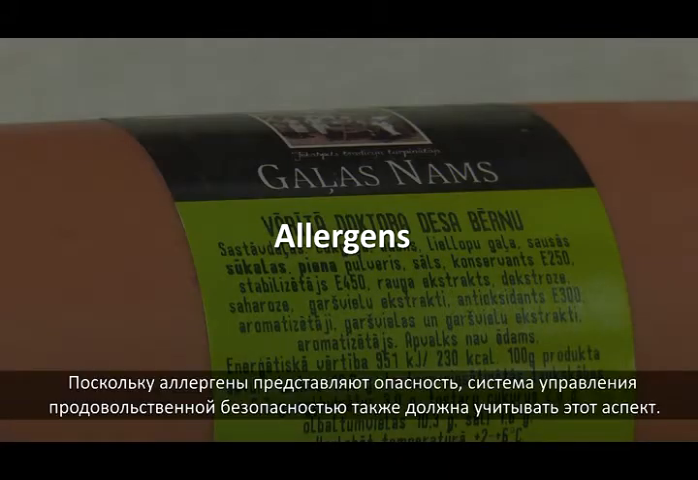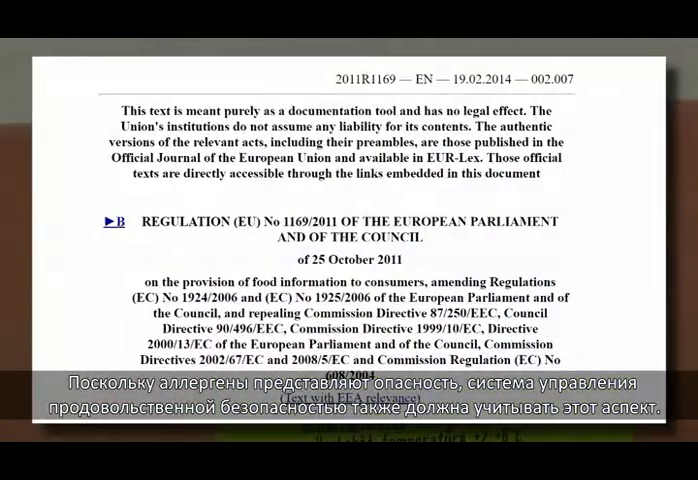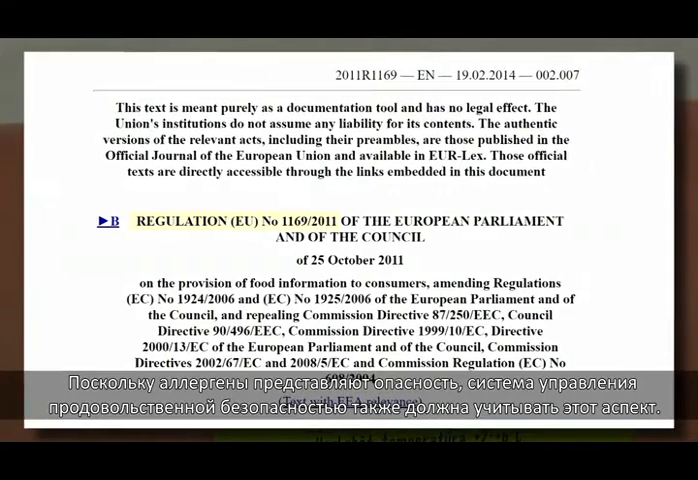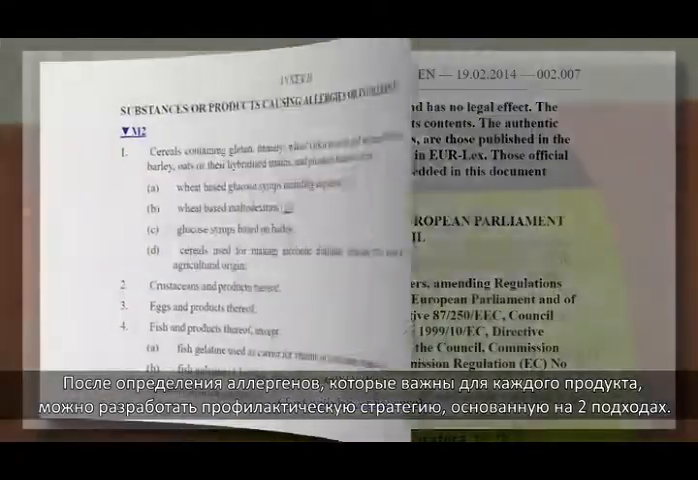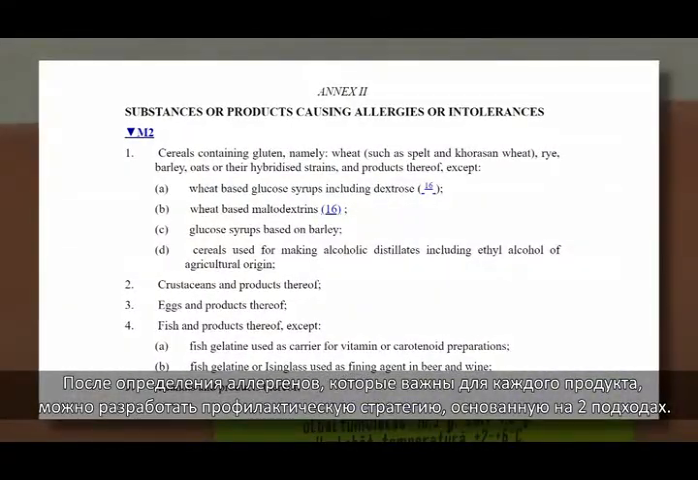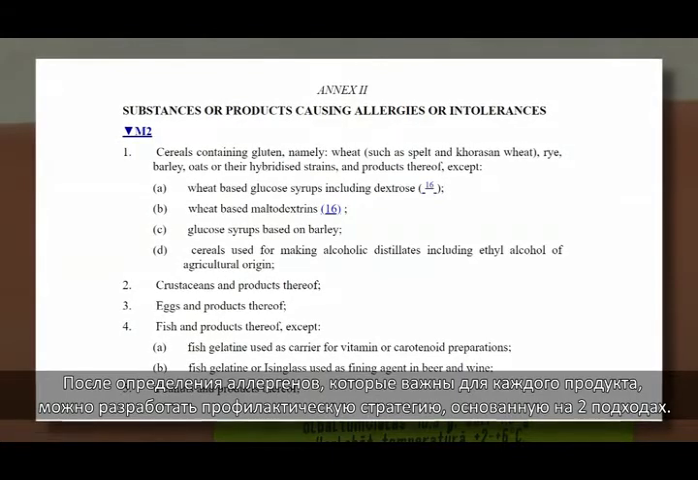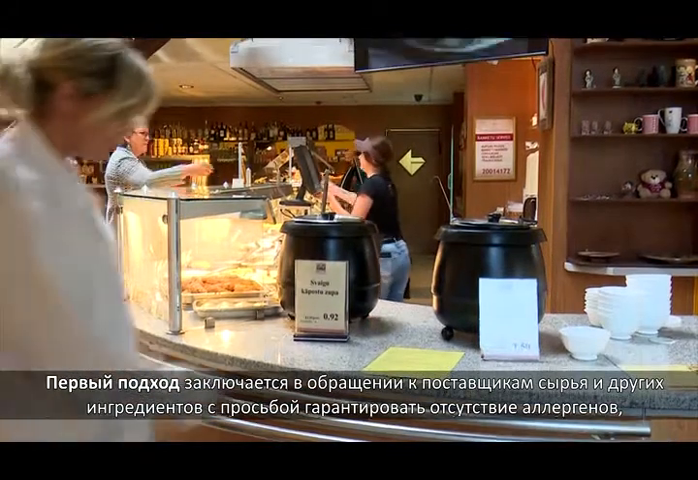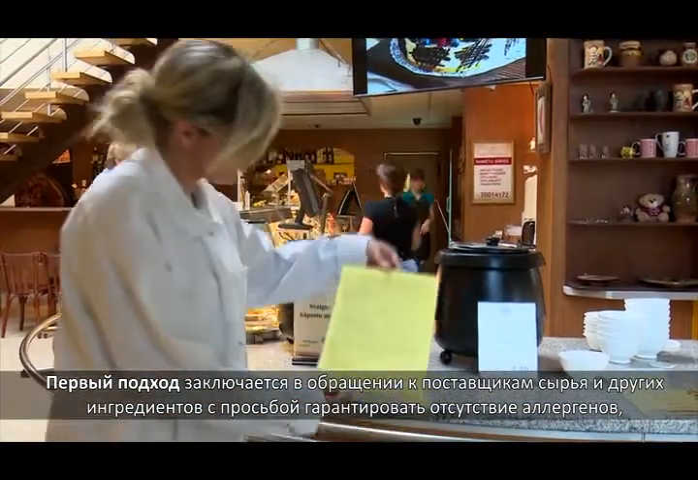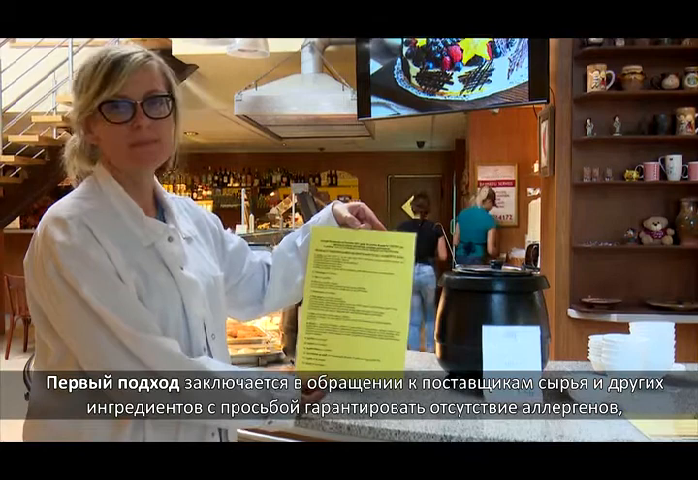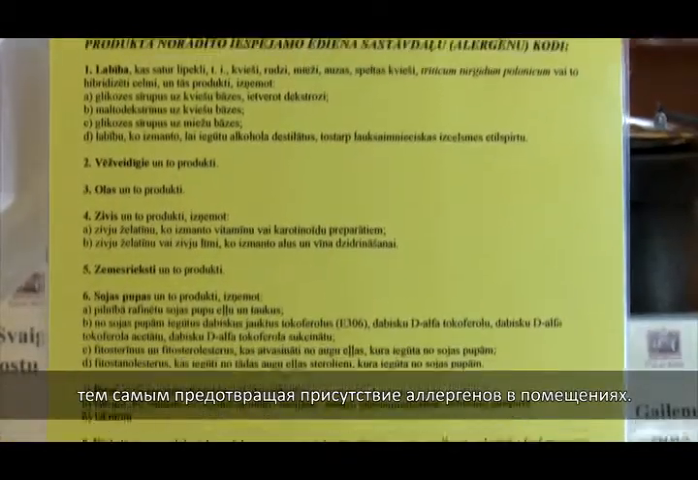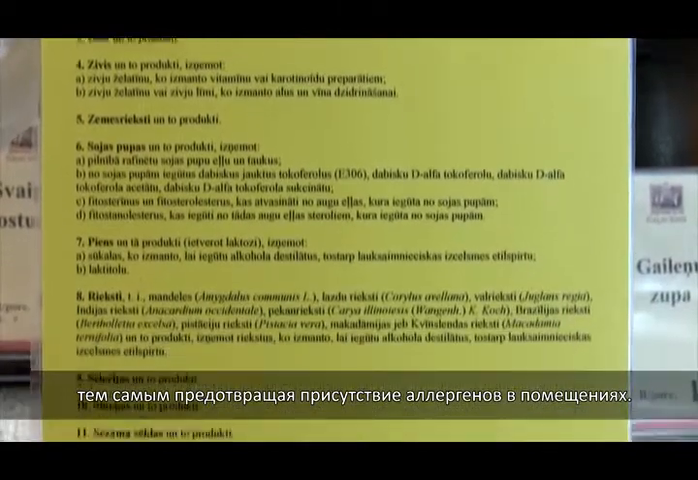Allergens. Since allergens are a hazard, the food safety management system must consider this aspect as well. After determining allergens that are important for each product, the preventative strategy can be developed based on two approaches. The first approach involves requesting the suppliers of raw materials and other ingredients to guarantee the absence of allergens, thus preventing the presence of allergens in the premises.